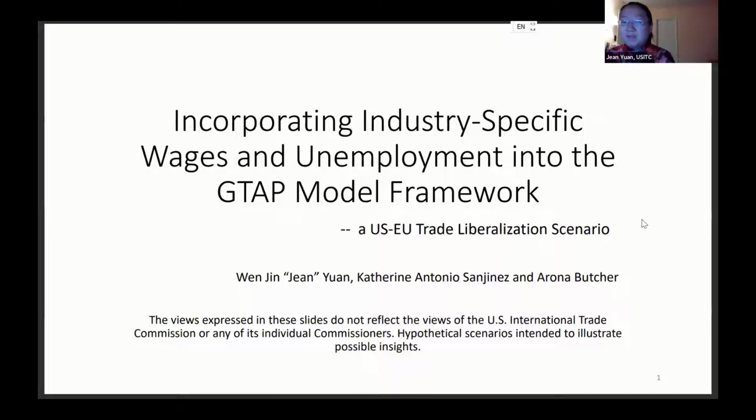My name is Jin Yuan. I'm an economist with the US International Trade Commission. Today my presentation topic is incorporating industry-specific wages and unemployment into the GTAP model framework. We are using this GTAP labor model to look at the US-EU trade liberalization scenario.